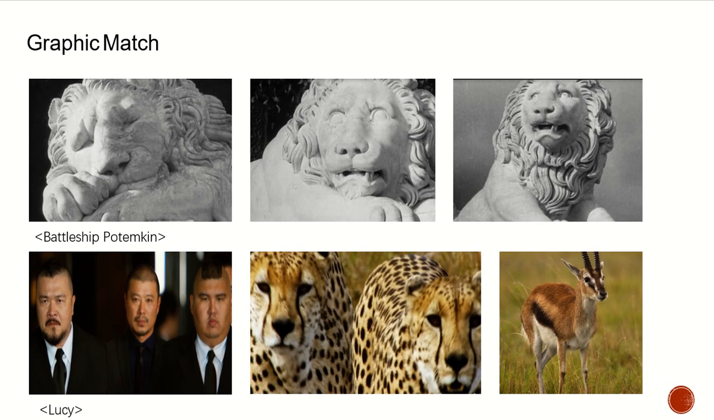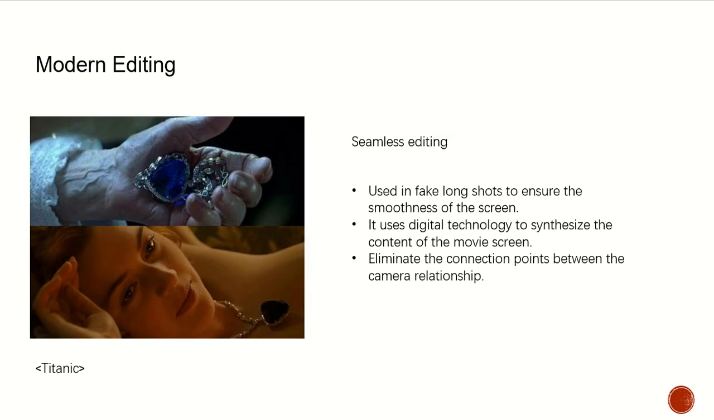However, in the 21st century, oriented towards Hollywood movies, seamless editing has become the mainstream method. It mostly uses fake long shots to ensure the neatness of the screen. It uses digital technology to synthesize the content of the movie script and eliminate the connection points between the camera movements, such as the scene transition in Titanic, from the horrors at the beginning to the heart of the ocean.